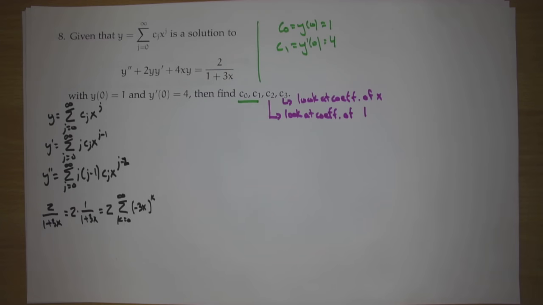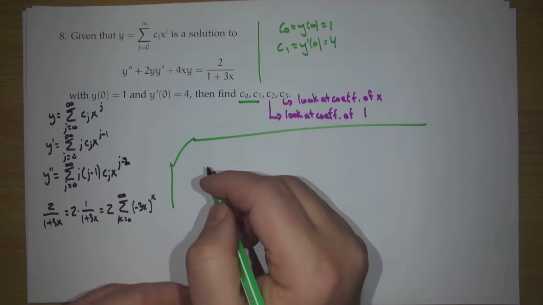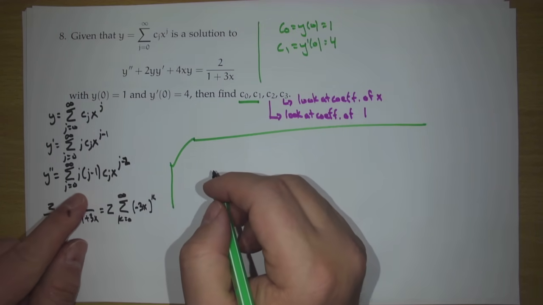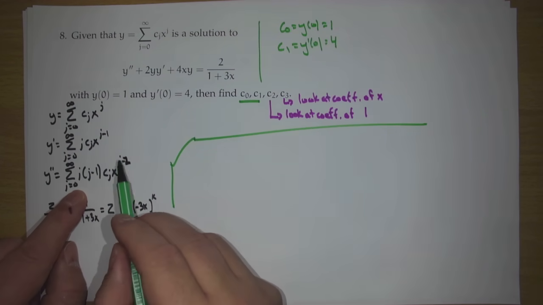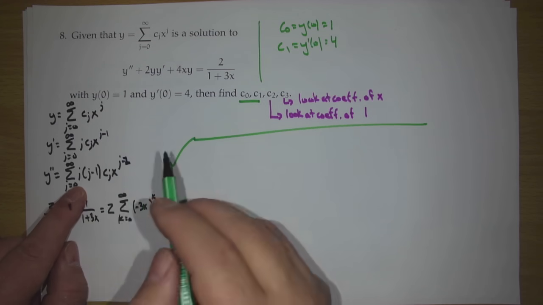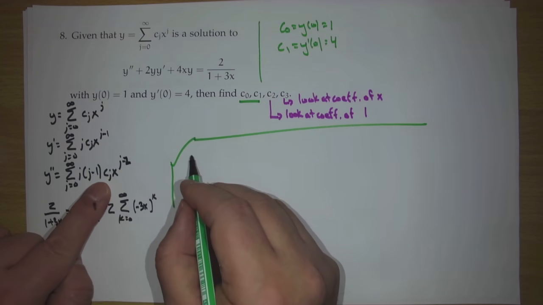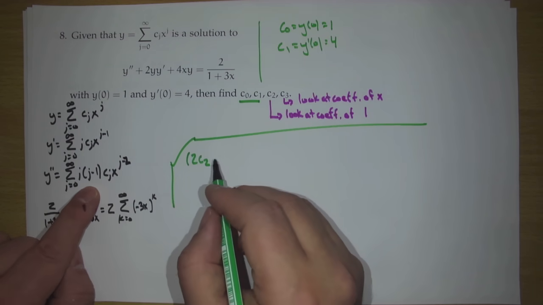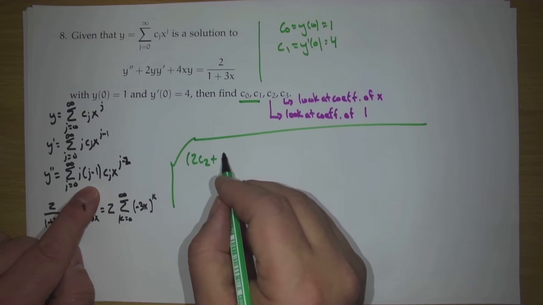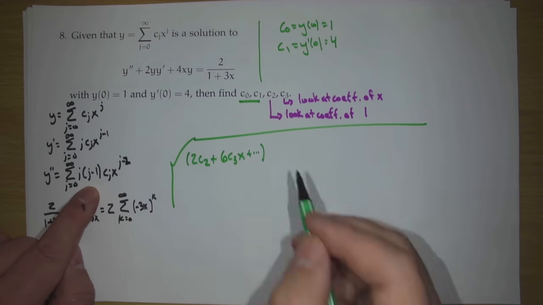So, here we go. Y double prime is, what's our constant term? Well, how do you get x to the 0? Plug in 2, right? 2 minus 2 is 0. So it'll be 2 times 1 times c2. So it's 2c2, that's the constant term. What's the x term? 6 c3x, and we don't care about the rest.